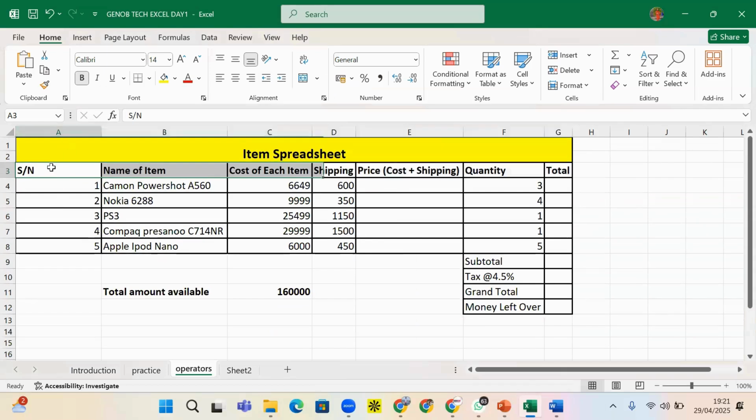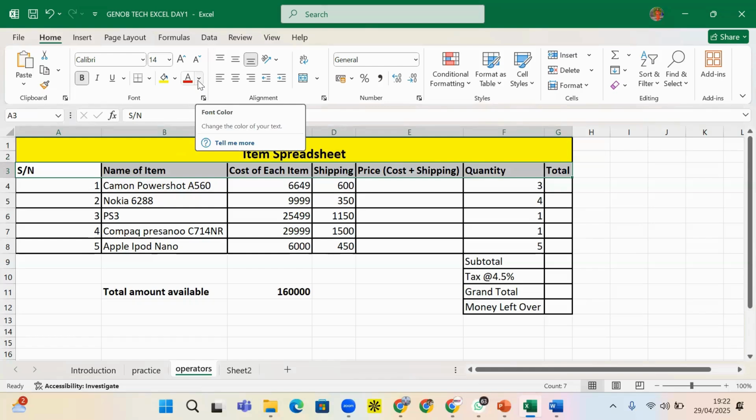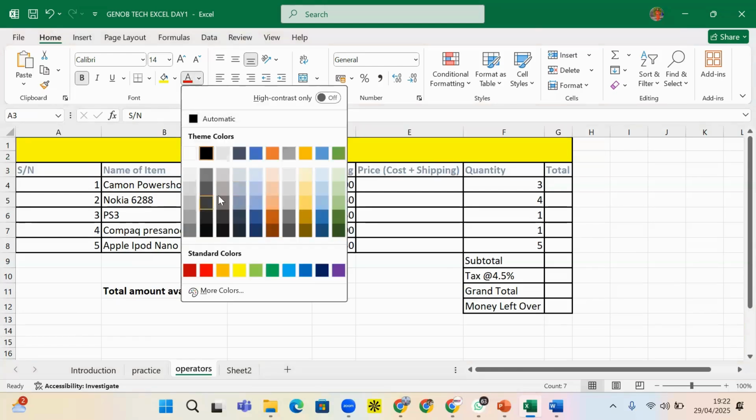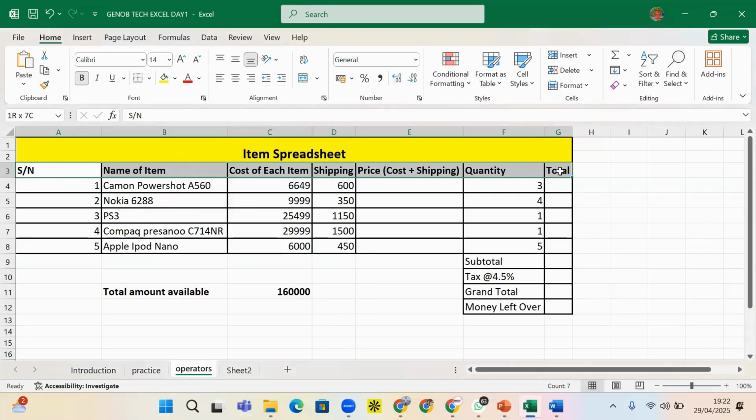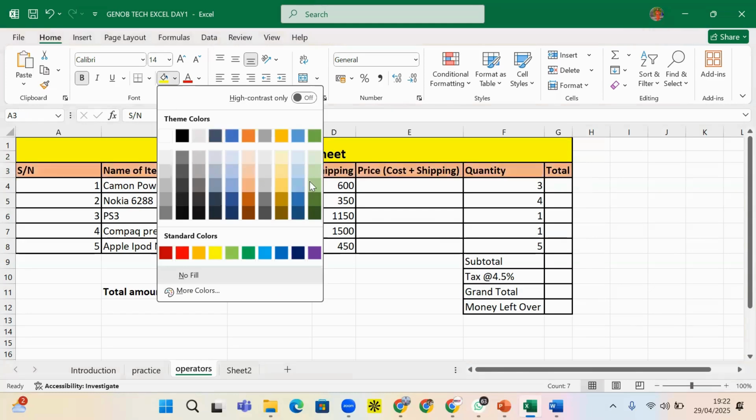We can bold. We can change the text color or the fill. This is the font color. I can change it to red, any color of my choice. Blue. I can also fill the cells. This is fill here, theme fill. So I can fill it to any color of my choice.